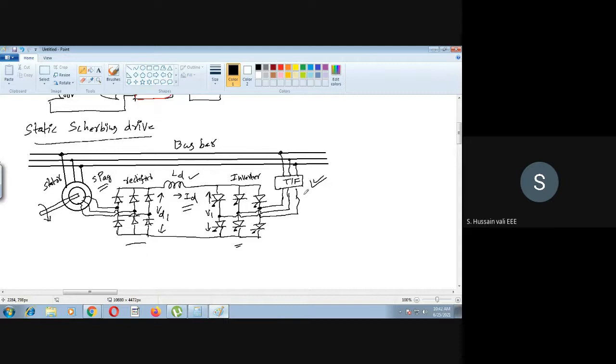For example, if the voltage here is not the same as the voltage of the bus bar, then it will change the voltage. Either it steps up the voltage or it steps down the voltage. Generally, it steps up the voltage. Here you have less voltage, and here more voltage. Why do you have less voltage here? Because this is the rotor voltage. If you recall in the induction motor, it is S into ER. Please recall that.